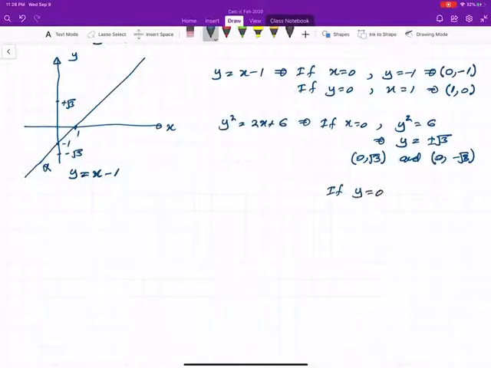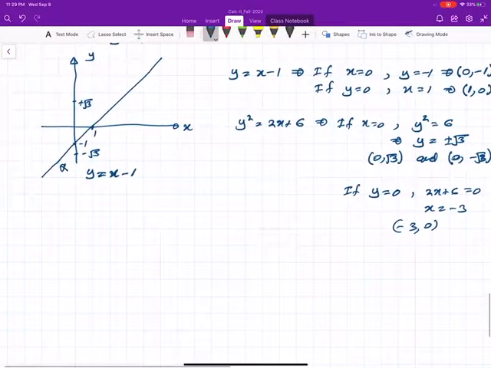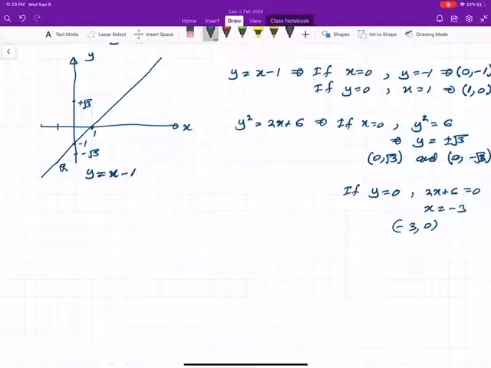If y equals 0, you have 2x plus 6 equals 0, then x equals minus 3. Okay, the next point is minus 3 comma 0. X is minus 3, and y should be 0. So it should pass through that point.